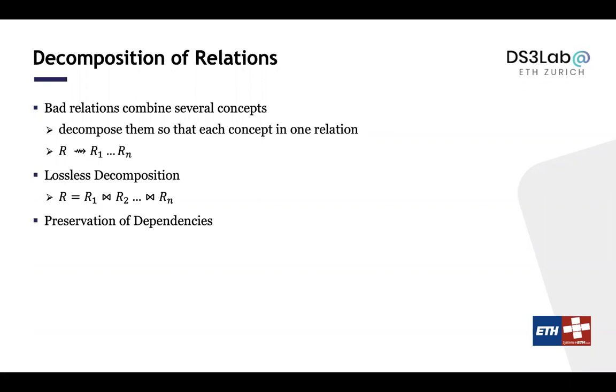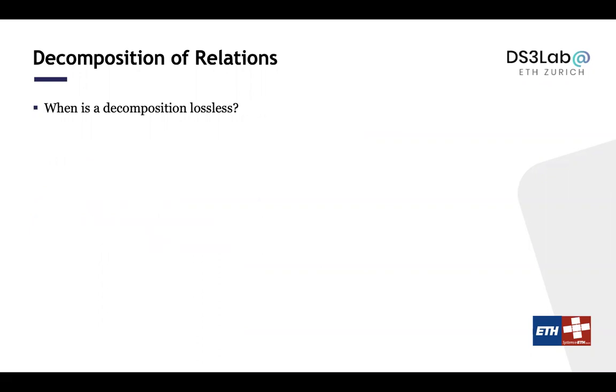The second property of decomposition is the preservation of dependencies. That is, I decompose R into R1 to Rn, and each of them has functional dependencies. If I take all those functional dependencies from R1 to Rn and union them together, and calculate the closure, is the closure the same as taking all the functional dependencies from R and calculating the closure? If this holds, we say this decomposition preserves all the functional dependencies. So these are the two properties of decomposition that we want to reason about.